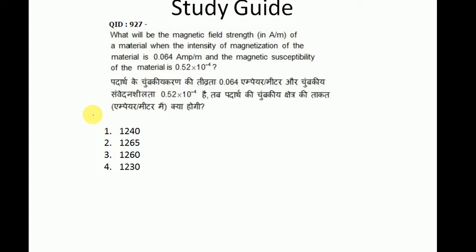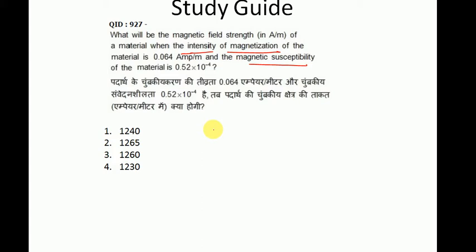The next question says: what will be the magnetic field strength in ampere per meter of a material when the intensity of magnetization of the material is 0.064 ampere per meter and the magnetic susceptibility of the material is 0.52 into 10 to the power minus 4? What is the definition of the magnetic field strength? Magnetic field strength can be found by dividing the intensity of magnetization by the magnetic susceptibility.